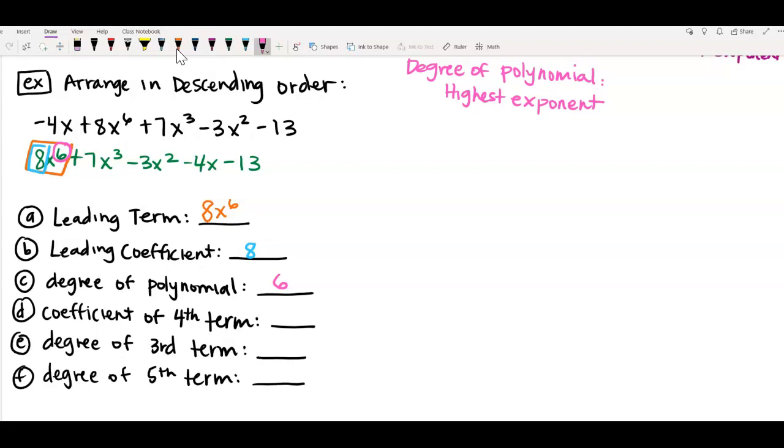Sorry, was somebody talking? Okay, so let's try part D, the coefficient of the fourth term. So everybody type that into your chat box. And then let's hit enter.